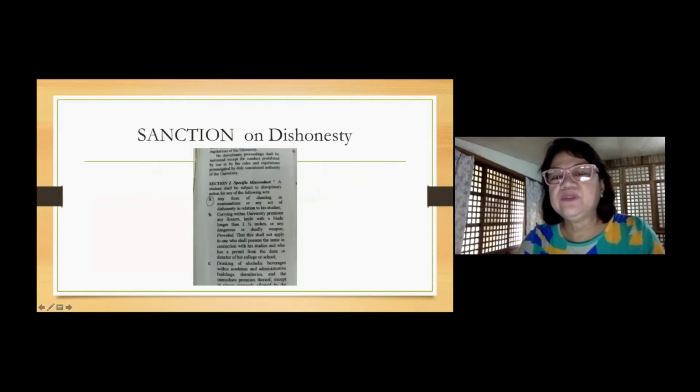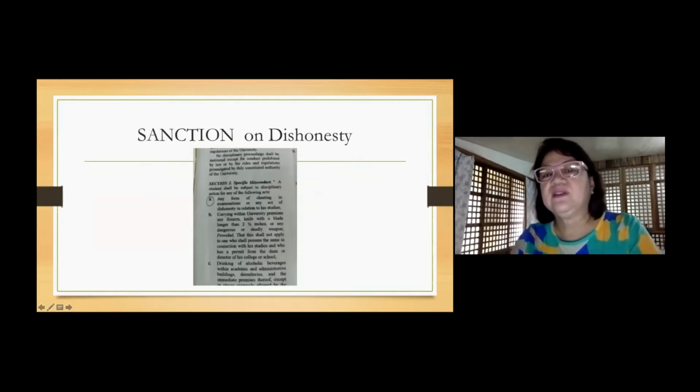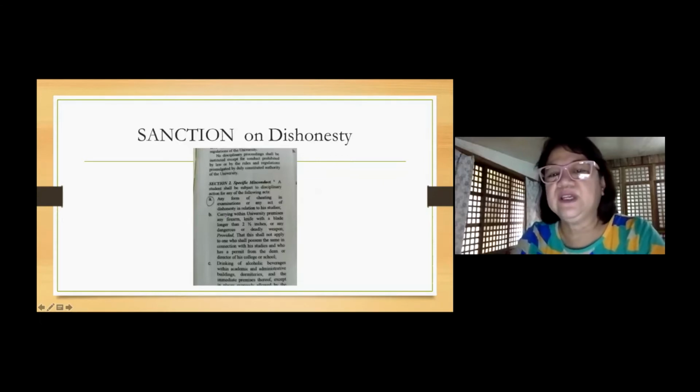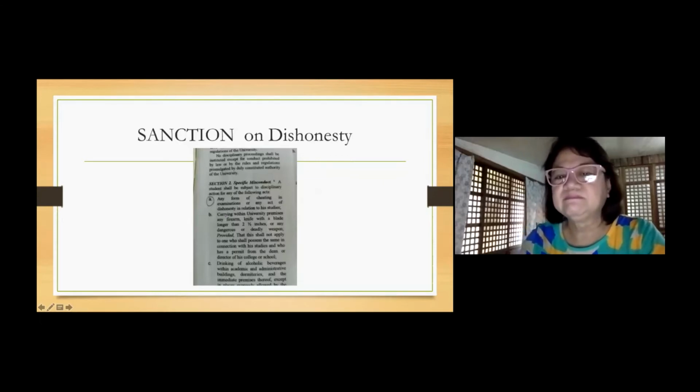So any form of cheating in exams or any act of dishonesty in relation to the studies. So no disciplinary proceedings shall be instituted except for conduct prohibited by law or by rules and regulations promulgated by duly constituted authority of the university. Next slide, please.